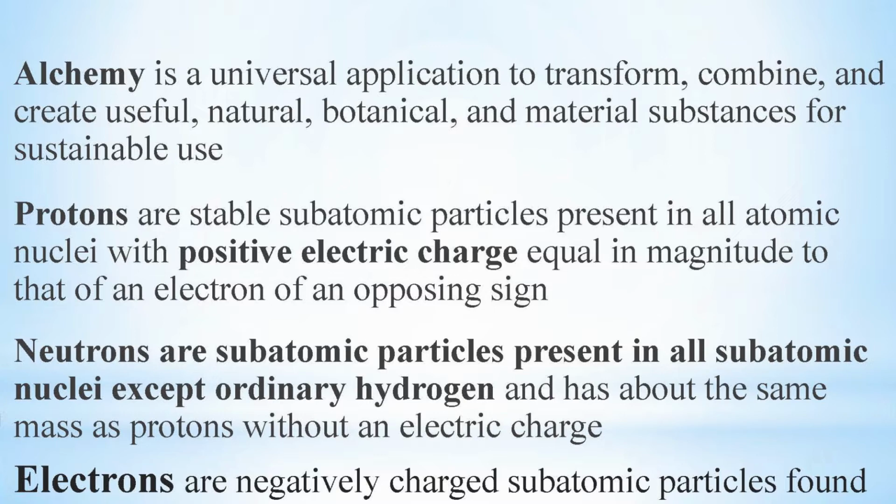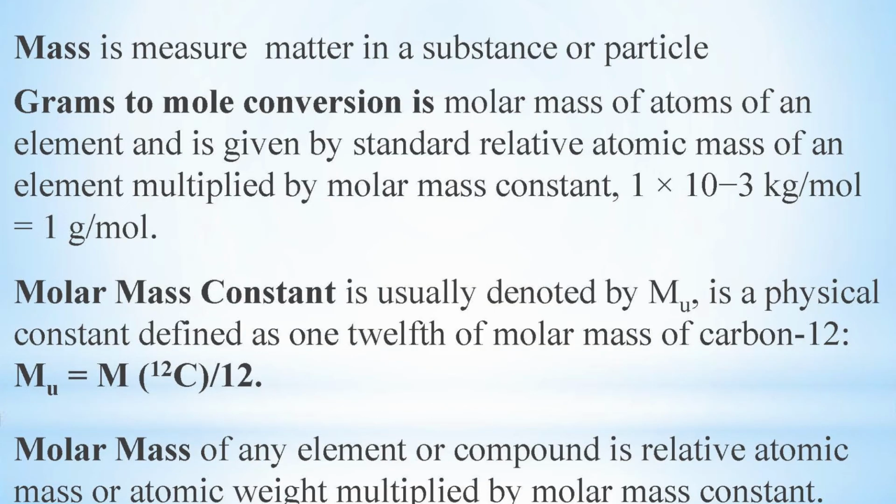The molar mass constant itself is usually denoted by a capital M with a subscript u. It is a physical constant defined as 1/12 of the molar mass of carbon-12. A lot of people do not recognize or don't believe in the factor of carbon dating, but here's a formula here. Molar mass of any element or compound is relative atomic mass or atomic weight multiplied by the molar mass constant.